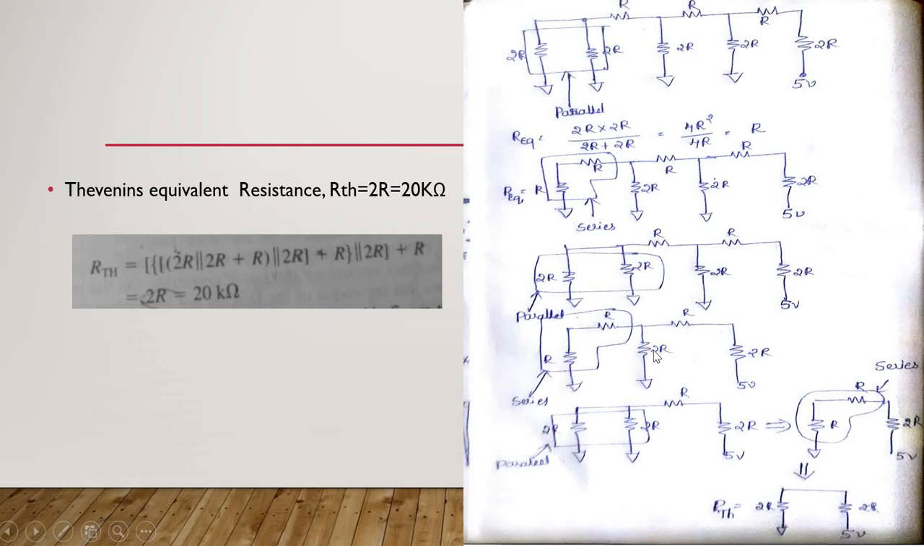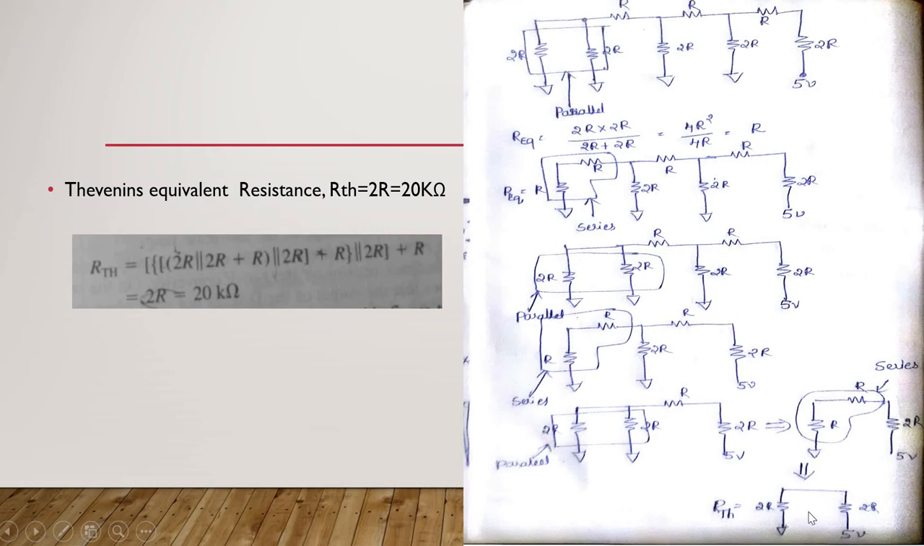So 2R again will come in parallel with this 2R. Again these two are in parallel, and the equivalent resistor we get is R. So here is a network of R and R. Again these two are in series, so 2R will come. So this 2R is nothing but your equivalent Thevenin's resistance. RTH is equal to 2R.